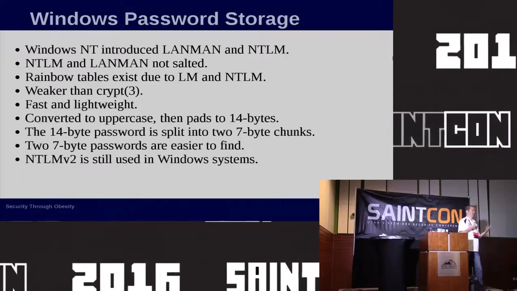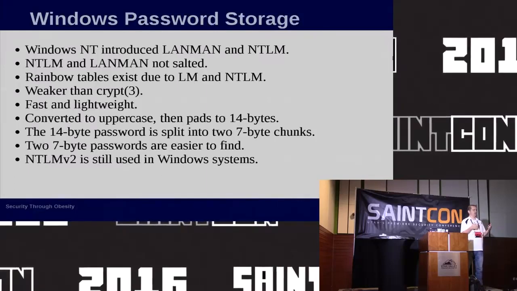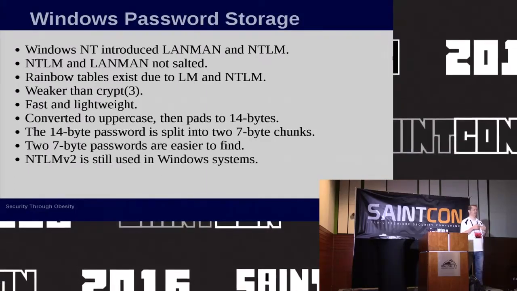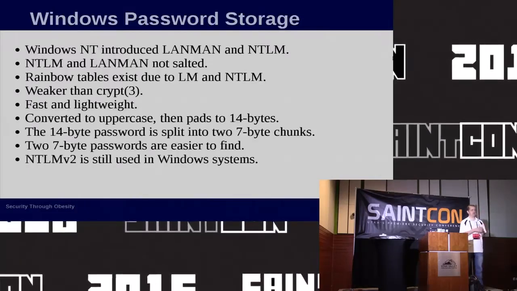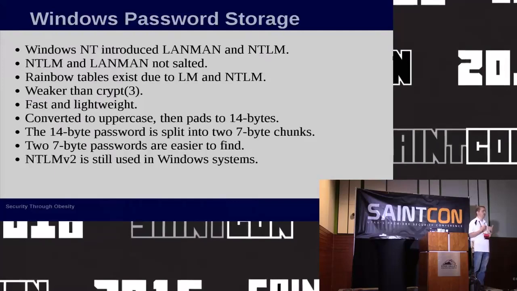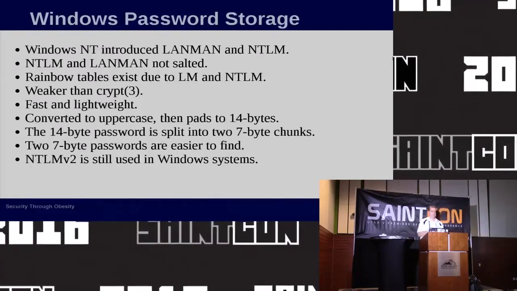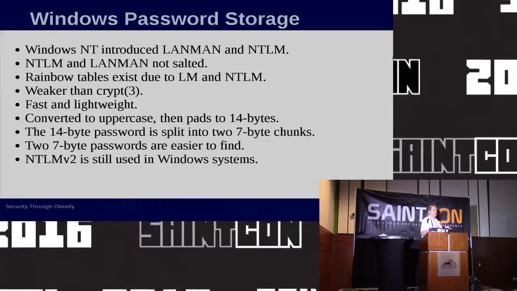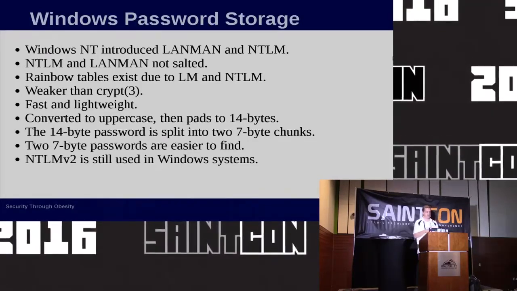2 to the 7, let's just do a little bit of math here, is half the size of 2 to the 8. And it's a fourth the size of 2 to the 9. And it's an eighth the size of 2 to the 10, right? We grow exponentially. So 2 to the 14 is 2 to the 7 times bigger than 2 to the 7. It's considerably larger. So by splitting it into smaller chunks, we've greatly weakened the security of the password hashing algorithm.